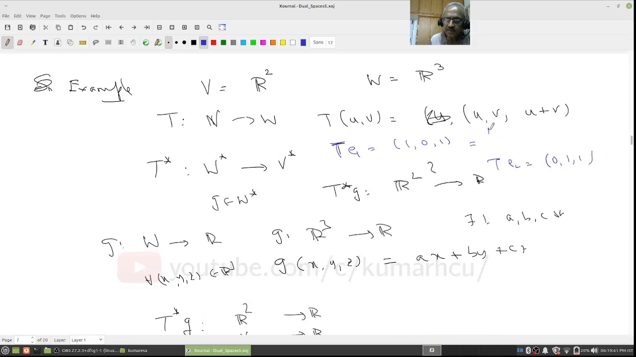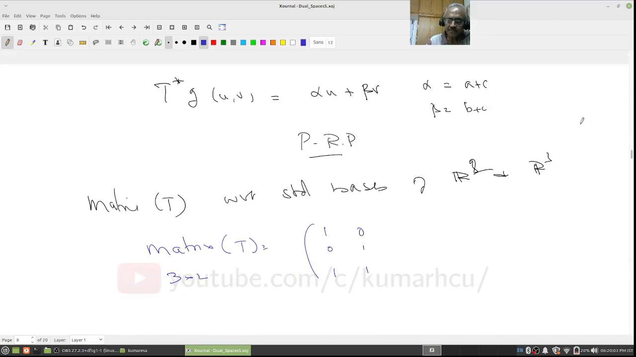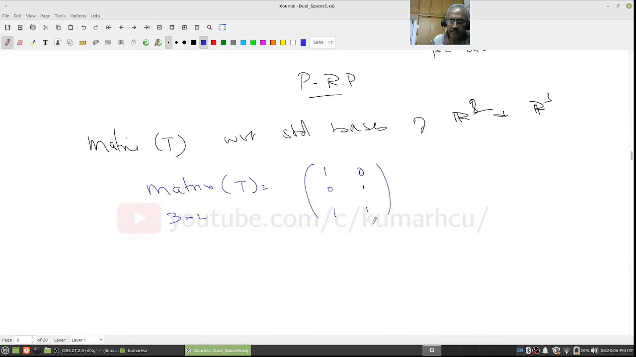Again, T of e1 is going to be e1 plus e3 in R3. This e1 is not different from this e1, right? This is (1, 0), whereas this is (1, 0, 0) and (0, 0, 1), etc. T of e2 is going to be e2 plus e3 in R3. That's why I wrote it. You understood that? Now I want to find out the matrix of T star.